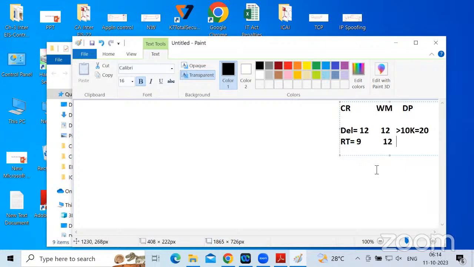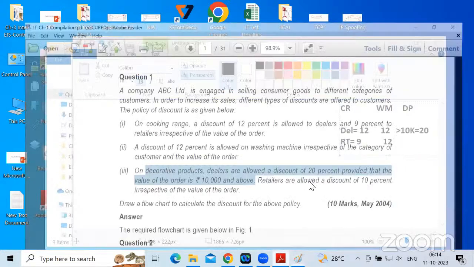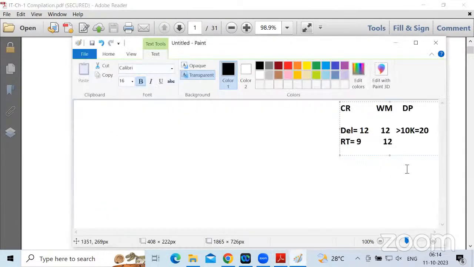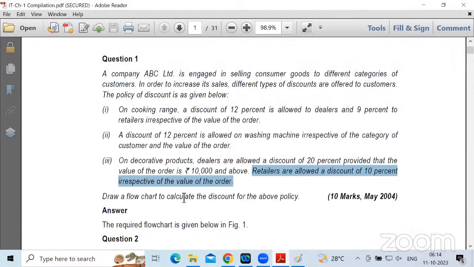Similarly, for retailers, what is the condition? Retailers are allowed a discount of 10%, irrespective of the value of the order. So irrespective of the value of the order means whatever be the order, 10% is allowed. So let's have this as 10%. This is a very simple problem. What is the question? Draw a flowchart to calculate discount for the above policy.